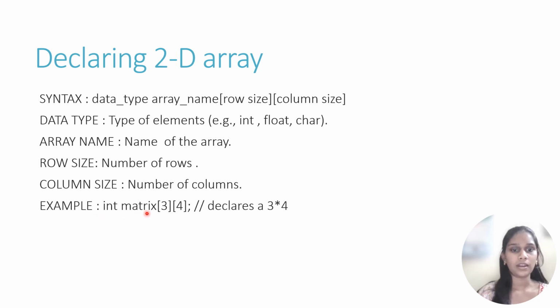Example, int matrix[3][4], where int indicates data type, matrix indicates array name, 3 indicates row size, 4 indicates column size.